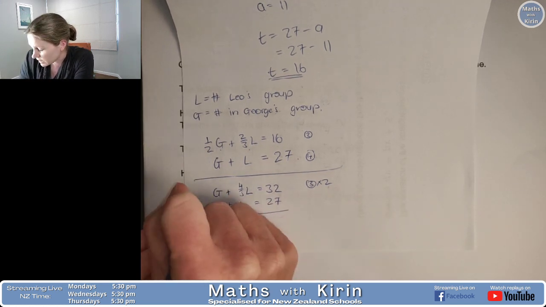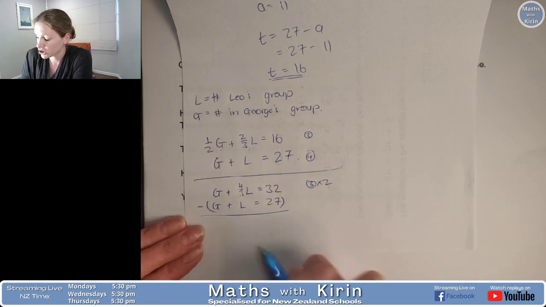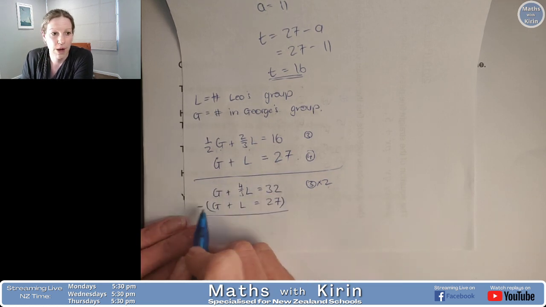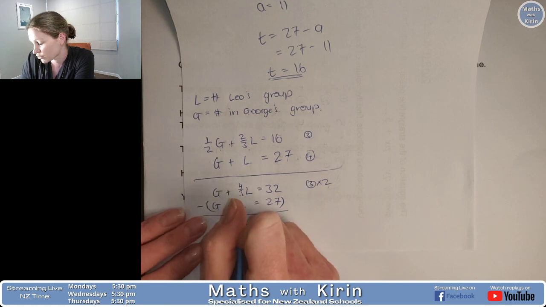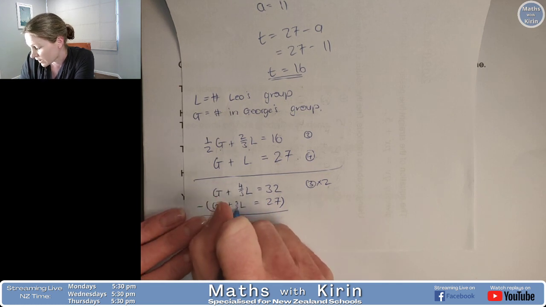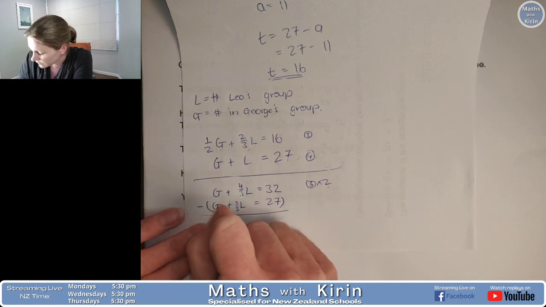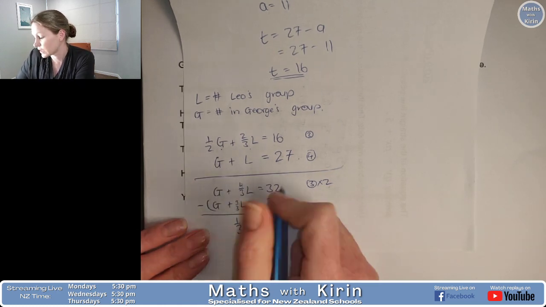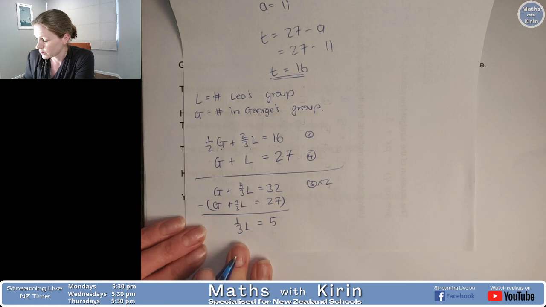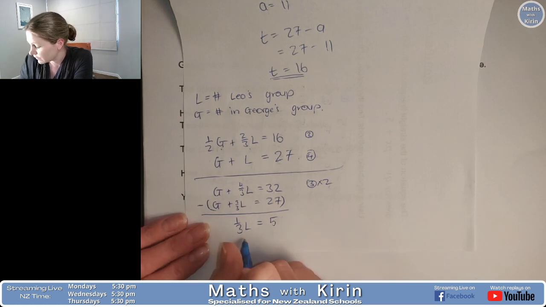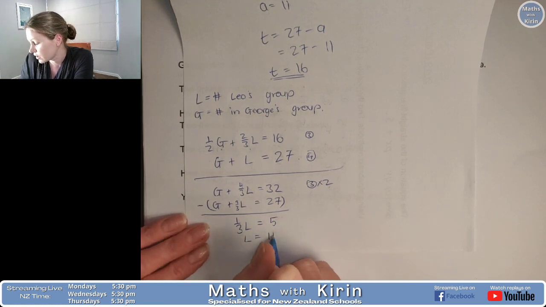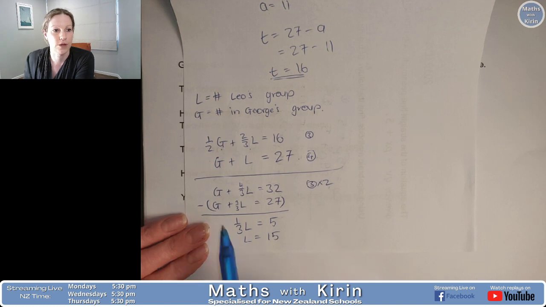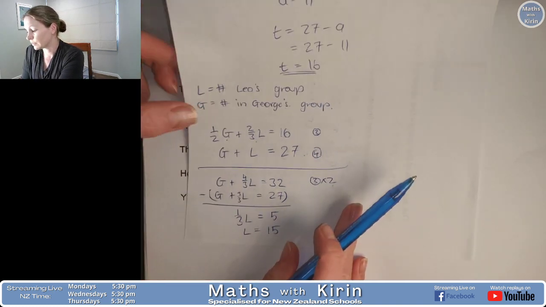Positive G means we need to subtract. G minus G is nothing. 4/3 minus 1, well 1 is the same as 3/3. That helps. So 4/3 minus 3/3 gives us 1/3 of L, and 32 minus 27 is 5. So if 1/3 of L is 5, then L must be 5 times 3, which is 15. So we know there are 15 people in Leo's group.